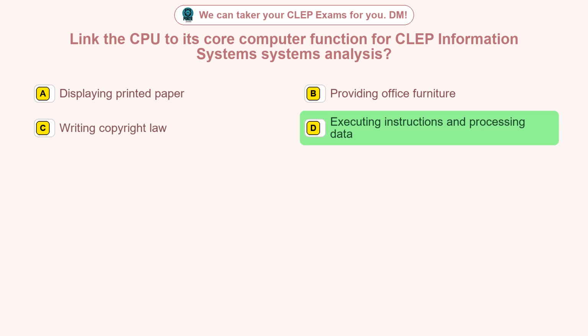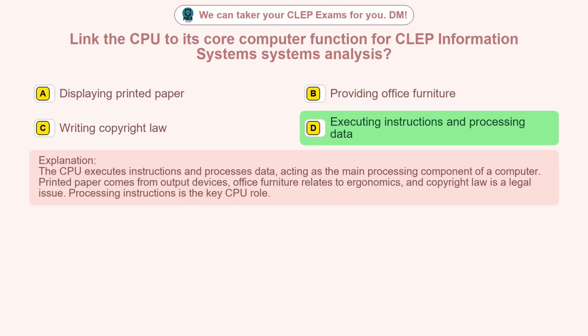The correct answer is option D. Executing instructions and processing data. The CPU executes instructions and processes data, acting as the main processing component of a computer. Printed paper comes from output devices, office furniture relates to ergonomics, and copyright law is a legal issue. Processing instructions is the key CPU role.